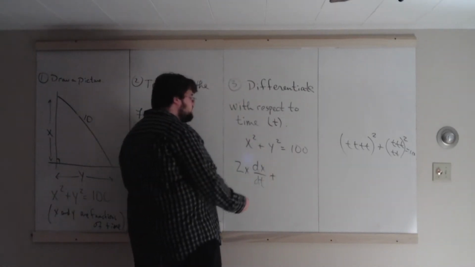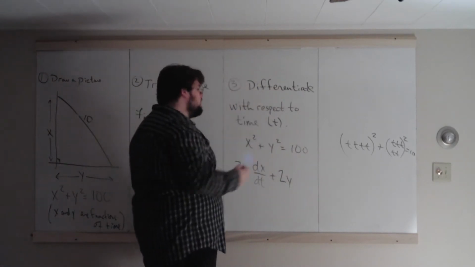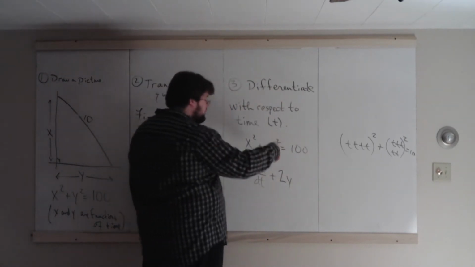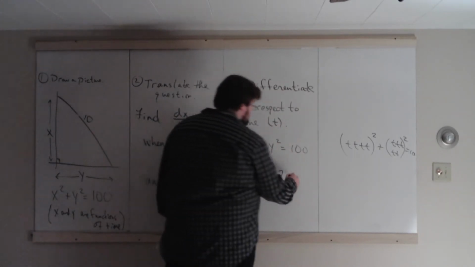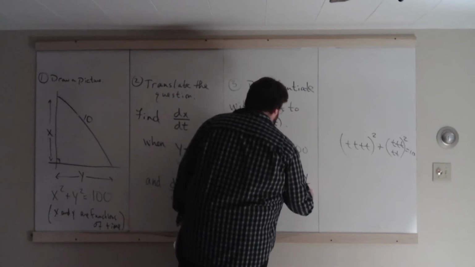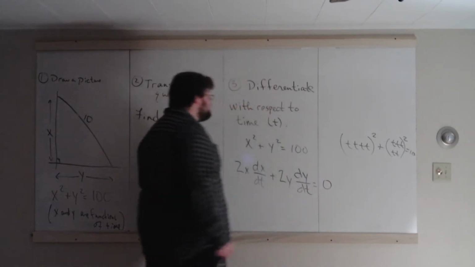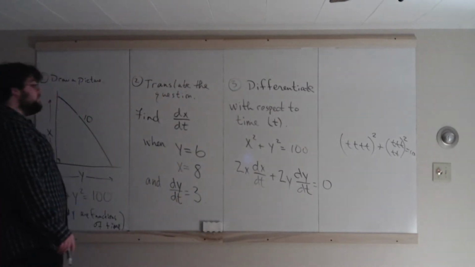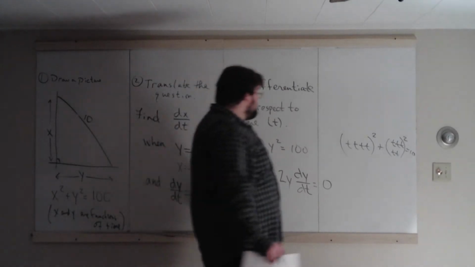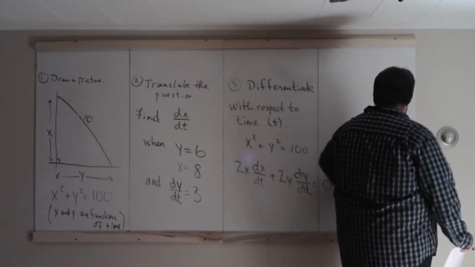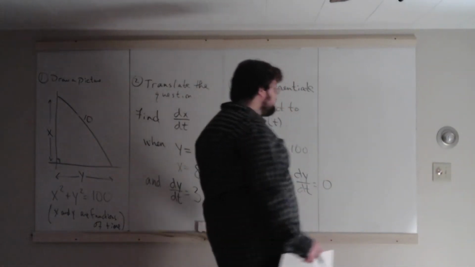Plus, y is also a function of time. So we have a bunch of t's squared. So the derivative of a bunch of t's squared is 2 times that bunch of t's to the first times the derivative of the inside, which is the derivative of y with respect to t. And on the right side, the derivative of 100 with respect to t is 0, because 100 does not change as time changes.